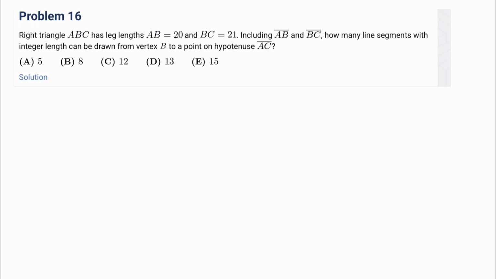Number 16. Right triangle ABC has leg lengths AB equals 20 and BC equals 21. Including AB and BC, how many line segments with integer length can be drawn from vertex B to a point on hypotenuse AC?